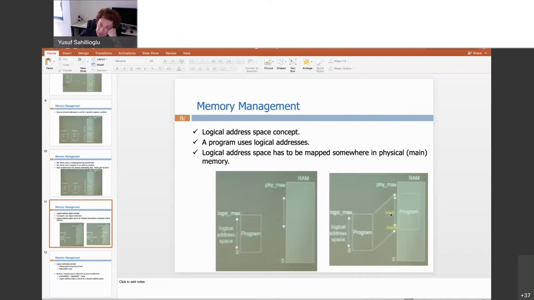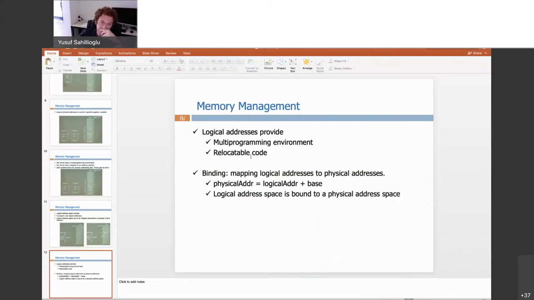And the limit, actually base is an index, so not a pointer, it's an integer. Limit is another integer, which is basically the size here, okay? Which is logic max minus 0, logic max. So you can use many programs as long as they fit as a whole to memory. And also, you can relocate your code. So you can put your process, the instructions that make your process, anywhere, as long as they are coming as a block.